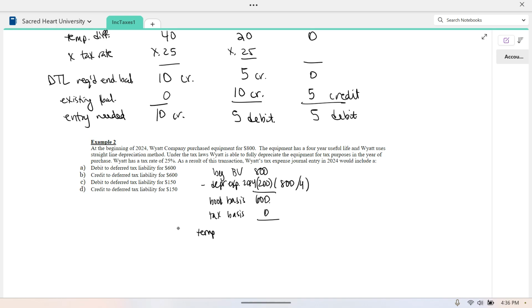We have a temporary difference of 600. Let's multiply that by the tax rate. And we get our required ending balance in the deferred tax liability account. This is the first year of the asset's life, so we don't have any existing balances in the deferred tax liability account, so we need to record a credit to the deferred tax liability account for 150, choice D.